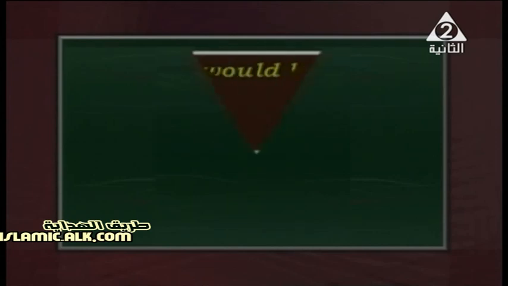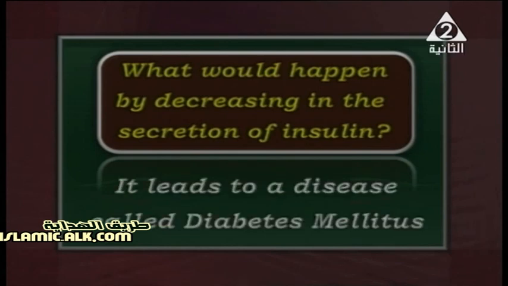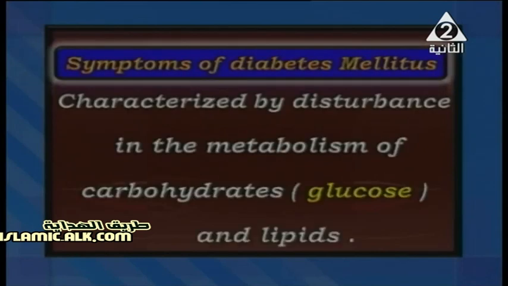But the question here is, what would happen with a decrease in the secretion of insulin? As we said, the person may be infected by a disease called diabetes mellitus. From the symptoms of diabetes mellitus, it is characterized by a disturbance. Disturbance means disorder, there is no organization inside your body. This is the meaning of disturbance. It affects the metabolism of carbohydrates, definitely the glucose, and lipids.